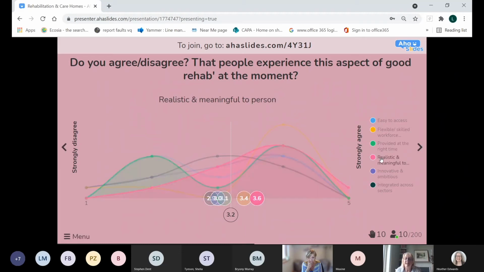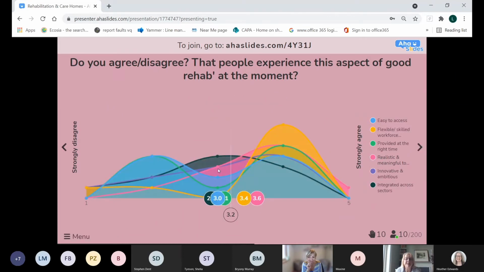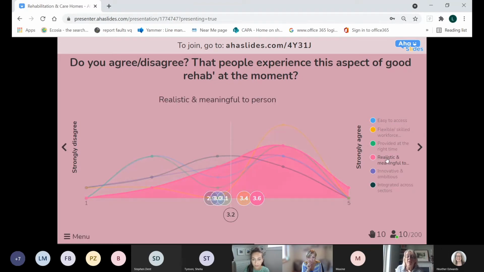And let's see, realistic and meaningful to the person. Again, different experiences, but so for example, 3 people put it in the center, saying that was realistic and meaningful to the person. Let's see, can I find the other one? It's difficult to see. 5 people agreed, not strongly agreed, but agreed that it was realistic and meaningful to the person. And I know in everything that we do, all of our work is all about people, and it's all about people living good lives. So that's a really interesting one to see that it's reflected up the curve.